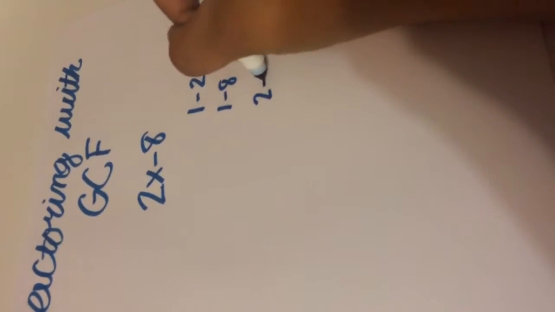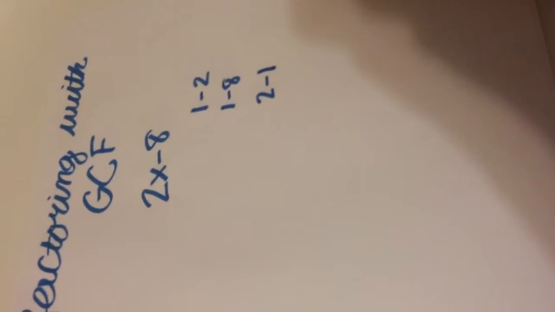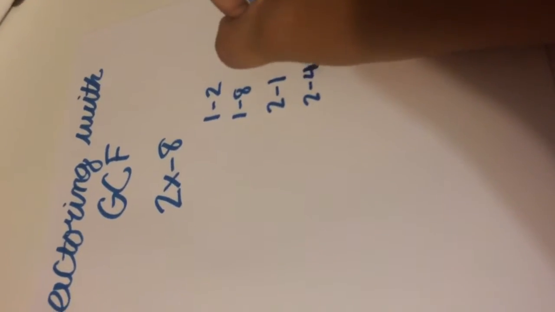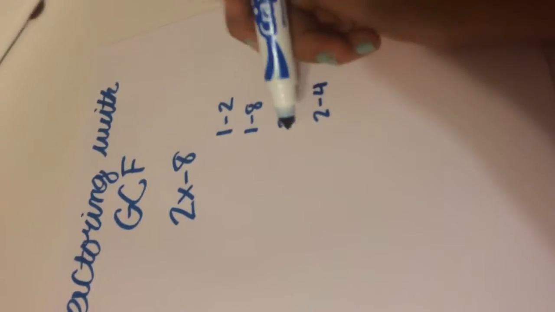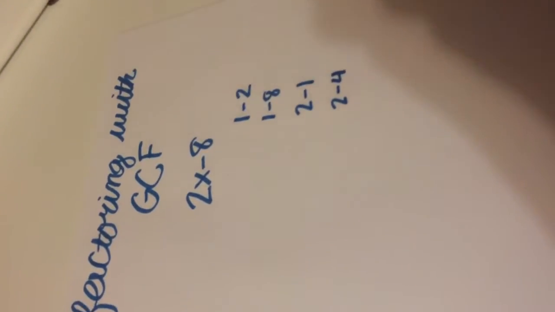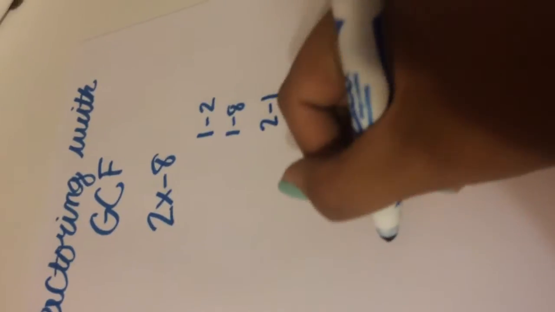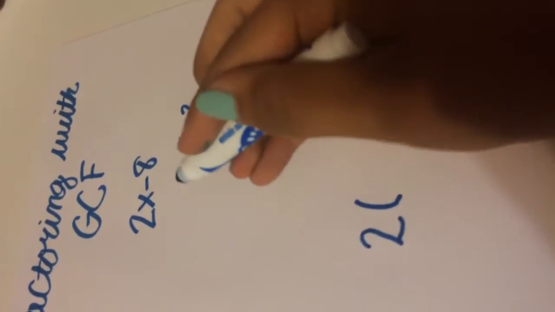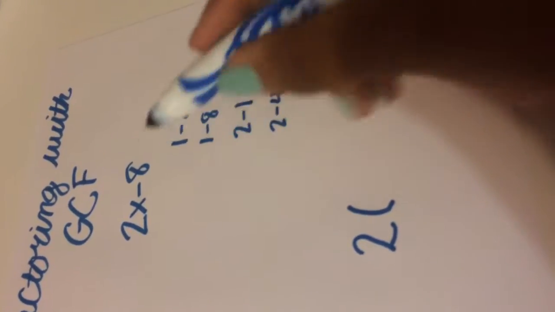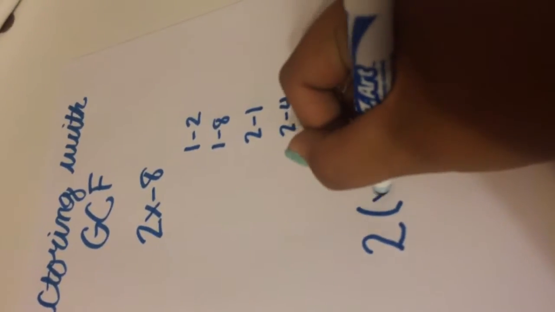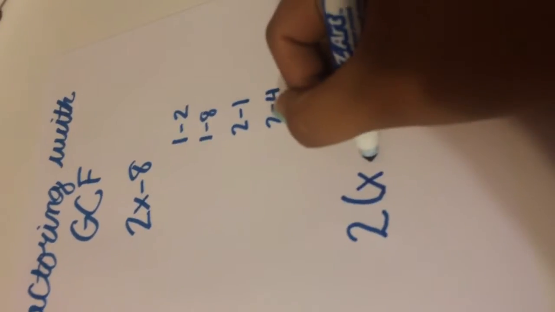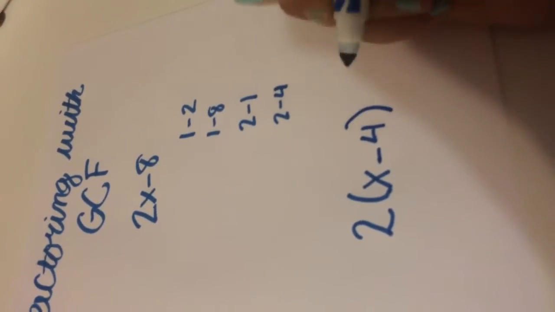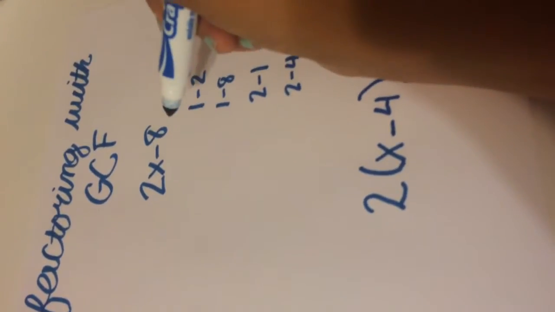And you can do 2, which can go into 2 one time, and then 2 can go into 8 four times. But then you cannot do any number higher than 2 because it won't go into 2. So you have 2 on the outside, parentheses, and you have x there, which is next to an 8, so you leave it on the inside of the parentheses, x minus 4, which would be the answer to your factoring.